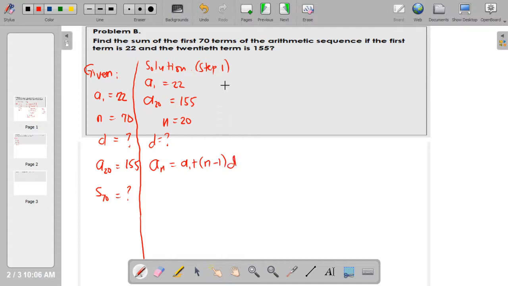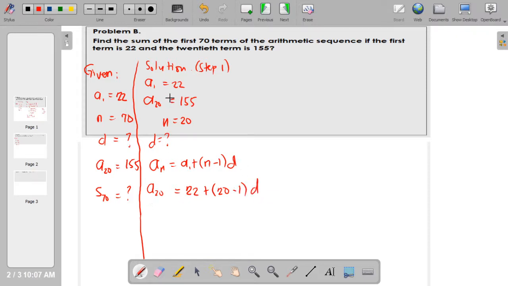Again, the first step is to find the common difference. Our a sub n is our a sub 20. In this case, what we will use is the given here. A sub 20 is equal to a sub 1, which is 22, plus n, which is 20, minus 1 times the common difference, which is the unknown.